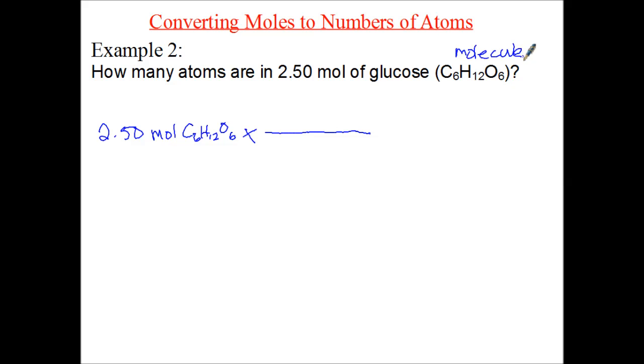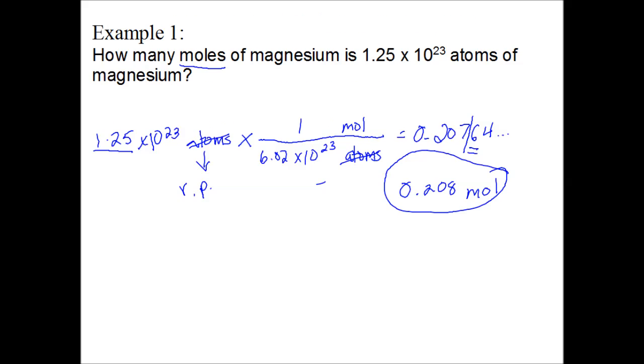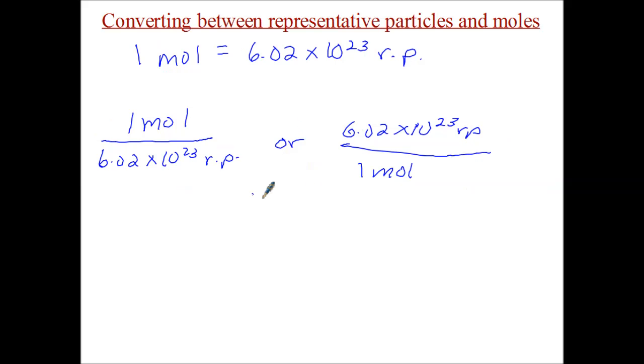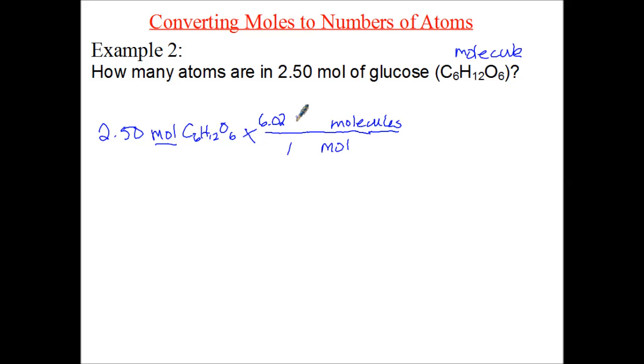So when we're doing our conversion, we start with moles on the bottom because that is what we've started with. But in our conversion, we have to put molecules on top because that is the representative particle for C6H12O6. So that's 1 mole. We're going to use the other conversion factor. If you go back and take a look, we're going to have to use this conversion factor right here. So we'll put on our 6.02 times 10 to the 23rd.